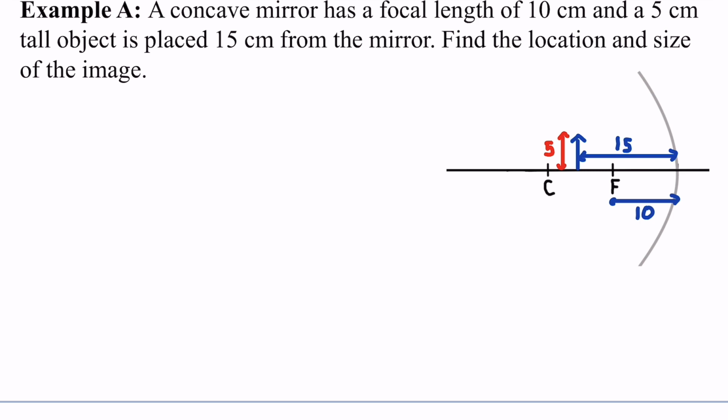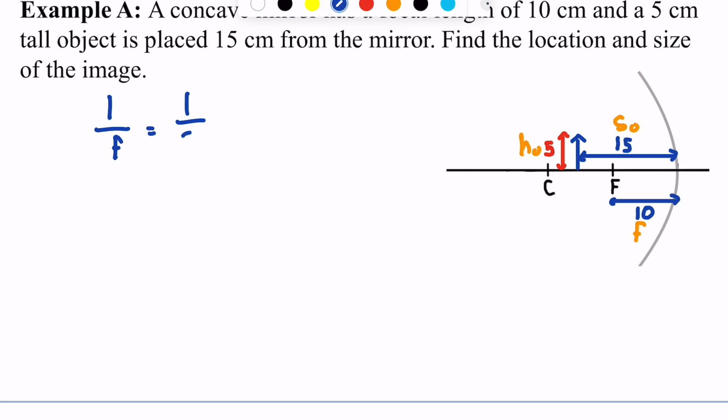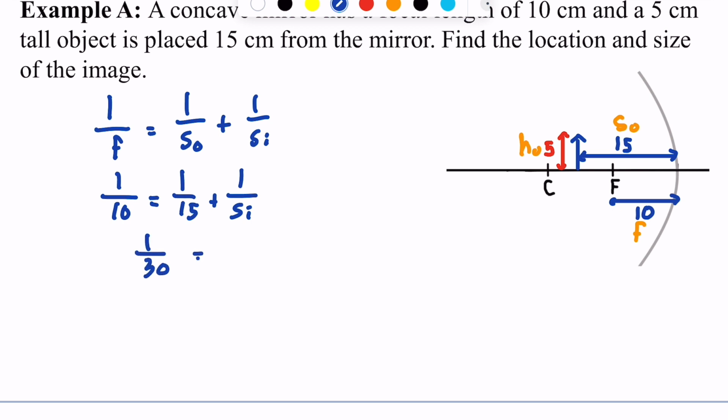The first example here gives a concave mirror with a focal length of 10 centimeters, and an object that has a height of 5 centimeters is placed a distance of 15 from the mirror. So the mirror equation, 1 over focal length equals 1 over object distance plus 1 over image distance. In this case, that means 1 over 10 equals 1 over 15 plus 1 over SI. Subtracting 1 over 15 from both sides gives 1 over 30 equals 1 over SI. So SI, the image distance, is going to be 30 centimeters.